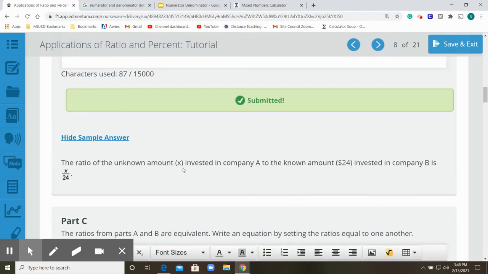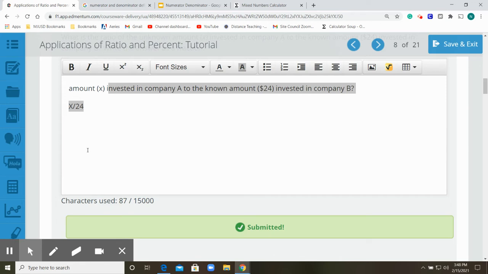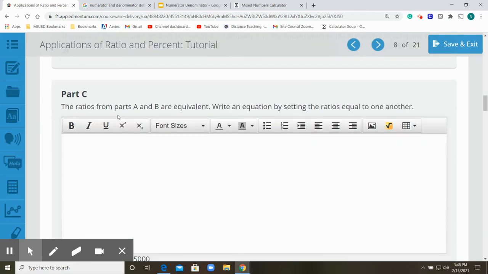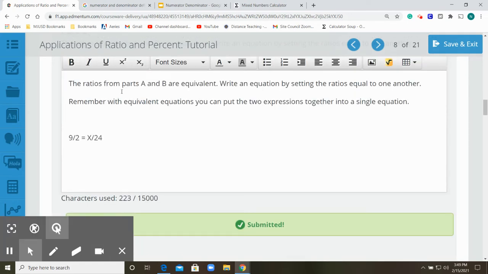The ratio of the unknown amount X invested in Company A to the known amount $24 invested in Company B is X over 24. The ratios from part A and B are equivalent. Write an equation by setting the ratios equal to each other. So if the ratios from part A and part B are equivalent, we're going to write the equation by setting the ratios equal to each other.